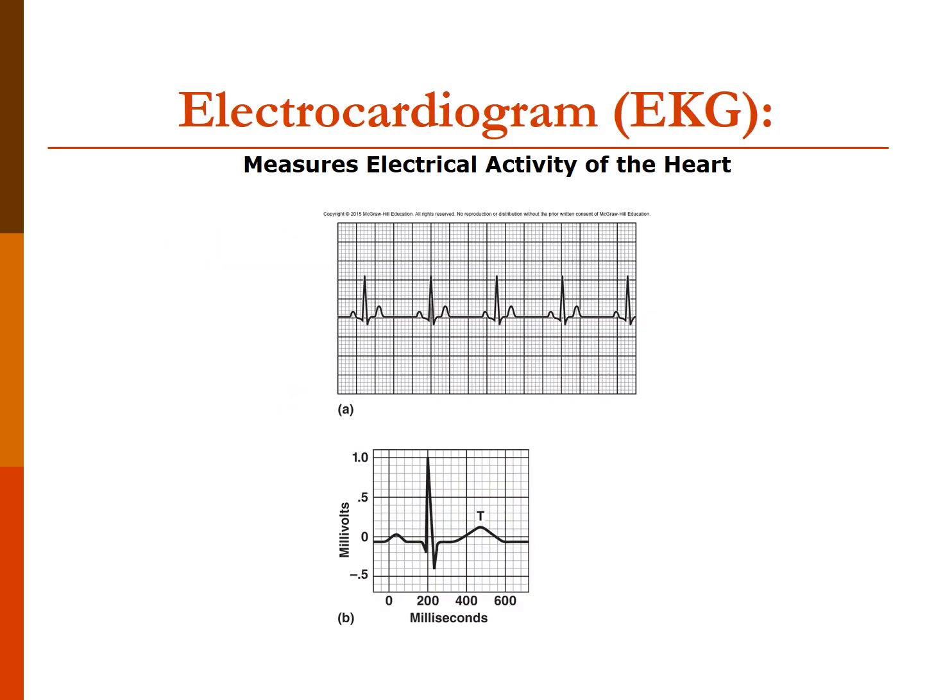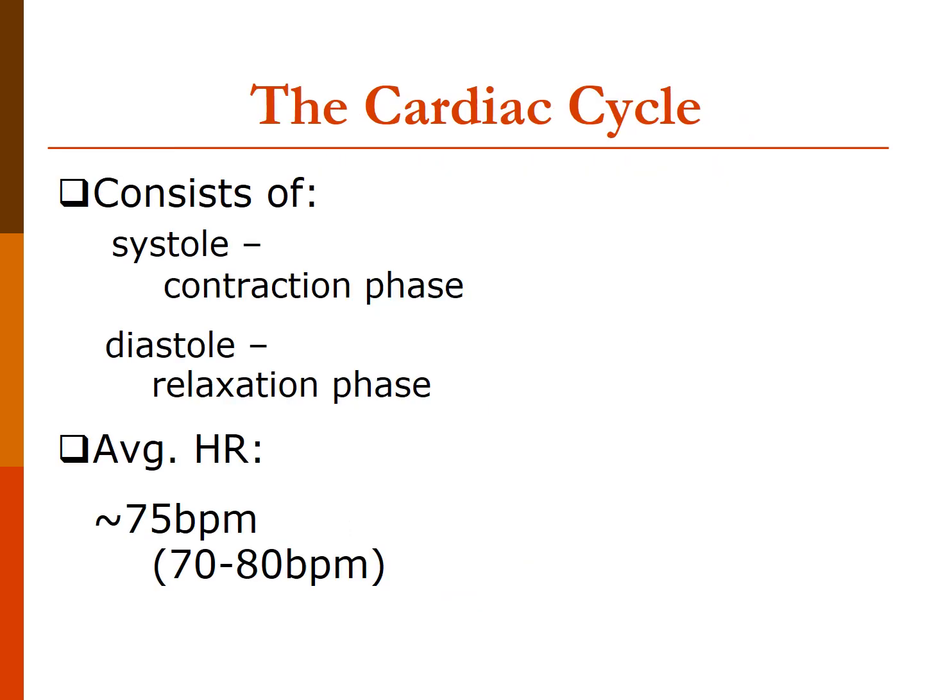A common test that is done to measure the electrical activity of the heart, the function of the SA and AV node and associated structures, is an EKG, also known as electrocardiogram. The cardiac cycle consists of two phases: systole, which is the contraction phase, and diastole, which is the relaxation phase. Average heart rate is about 75 beats per minute.